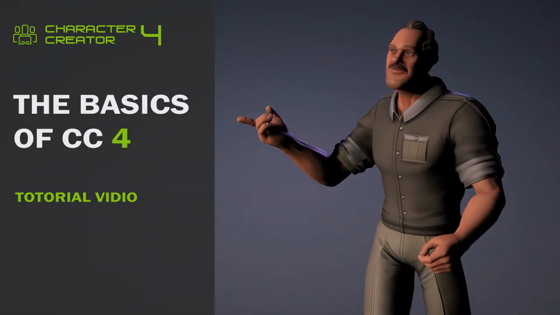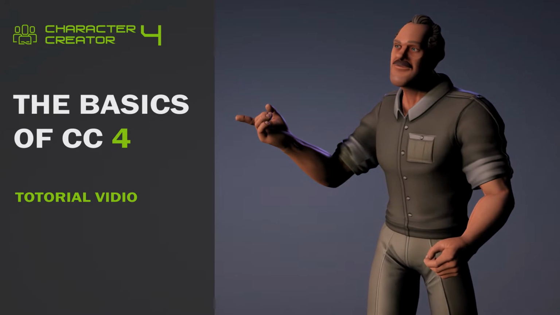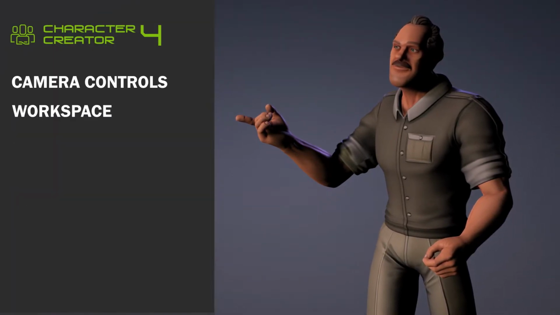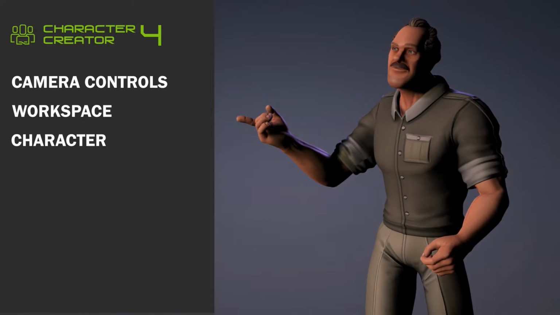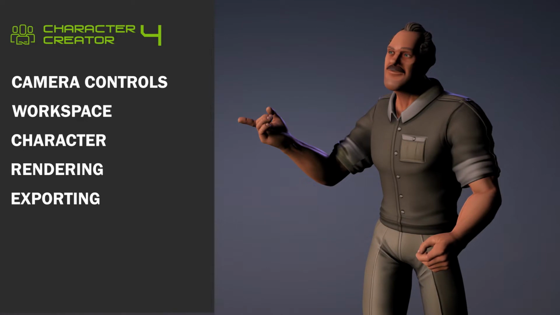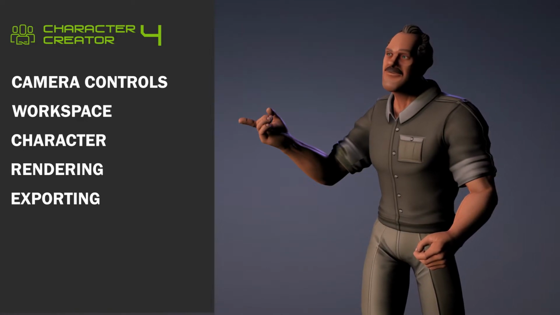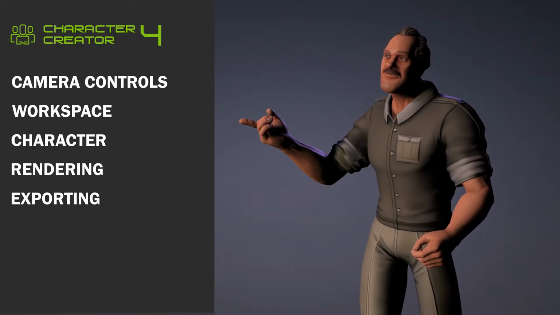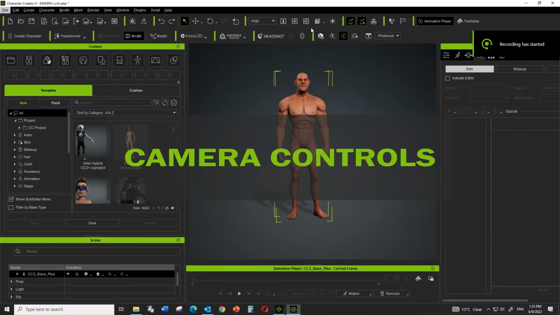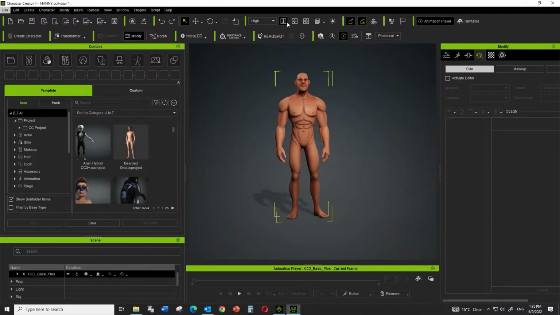Today's tutorial will be a basic intro of Character Creator 4. We'll be looking at the camera controls, workspace navigation, basic character modification, rendering, and then also how to export your character, whether it be an OBJ, FBX, or exporting directly to iClone to modify the animations further. Alright, so first we have a look at the camera controls.